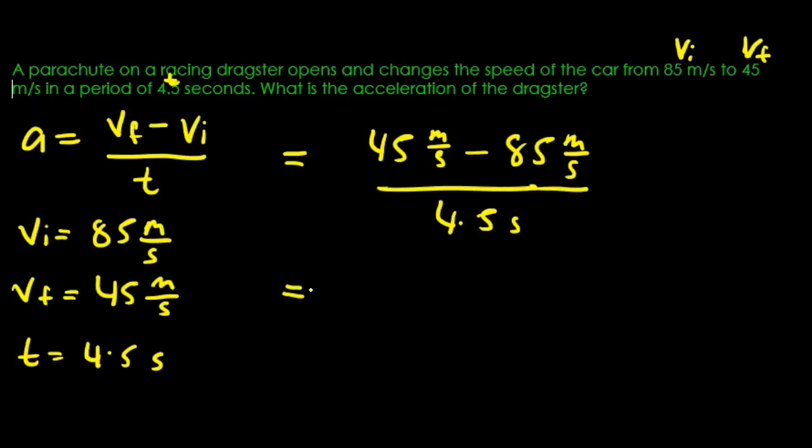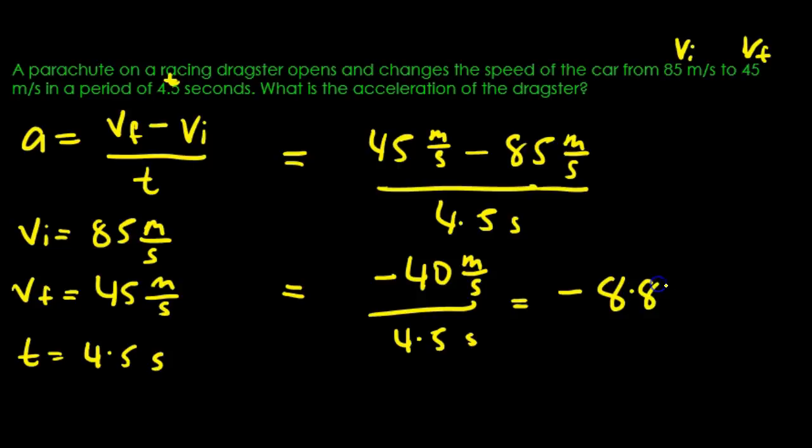If we evaluate the top first, we should get negative 40 meters per second over 4.5 seconds. And so our final acceleration should be negative 8.89 meters per second squared.